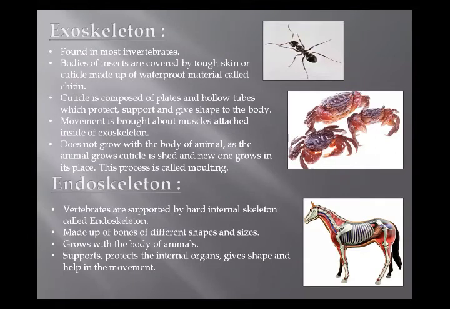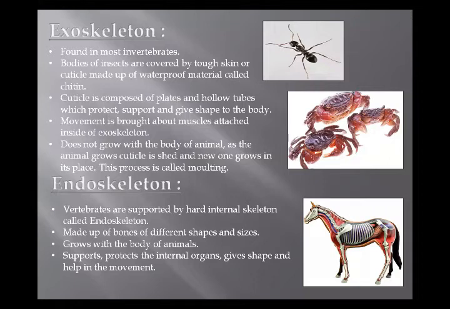Exo means outer. So the skeleton which is found outside the body is called the exoskeleton. The exoskeleton is mostly found in invertebrates. What are invertebrates? Invertebrates are those animals which do not have a backbone, like the ant, the crab, the scorpion, the butterfly, the housefly. They have an exoskeleton. Their body is covered externally by a tough waterproofing skin, which is called cuticle. The cuticle is waterproof, and this waterproof material is called chitin.